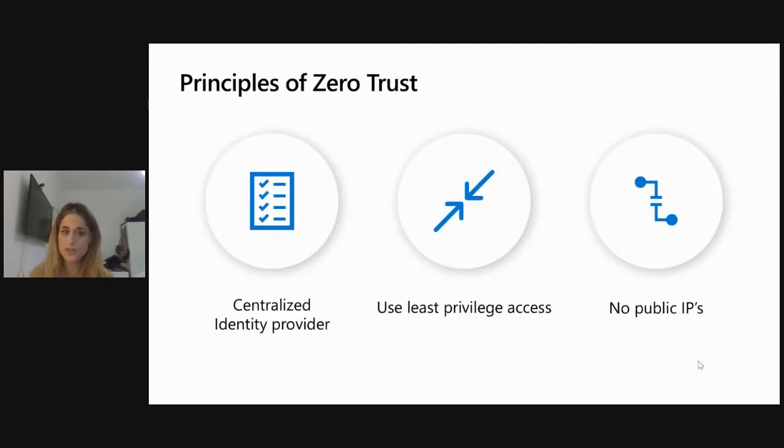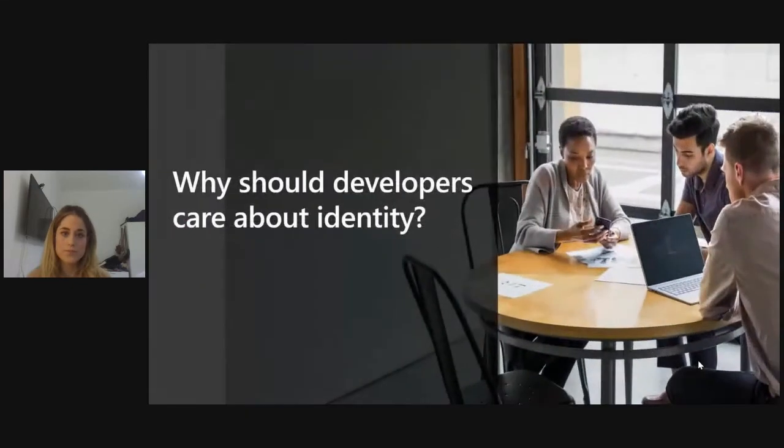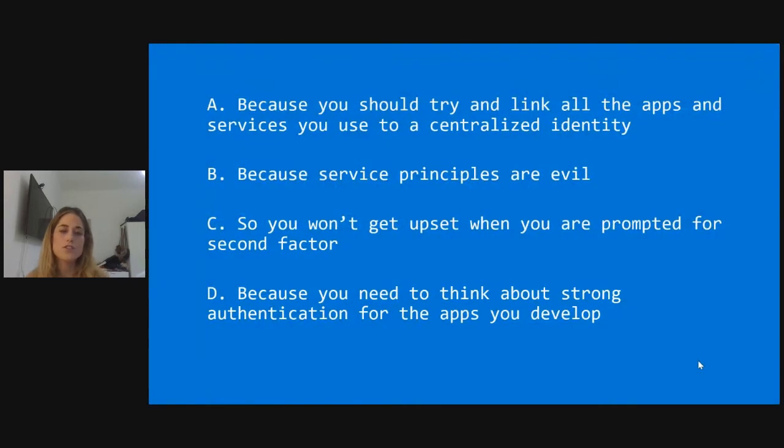The 3 principles of zero trust that we will review today, there can be others, but since you are all developers, I assume, we'll focus on these: centralized identity provider, use least privilege access, and no public IPs. We'll drill down into each one of them very quickly. First of all, why should developers even care about identity? Usually it's a talk we have with CISOs, but I listed a few answers here which I think should be really important for all of you.